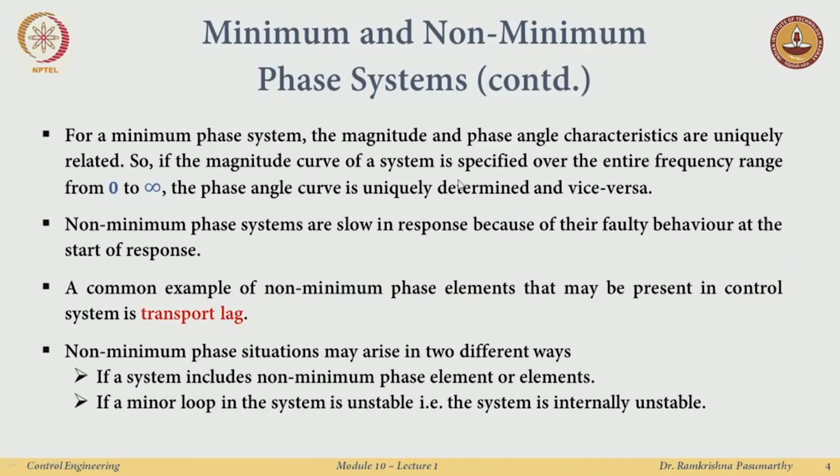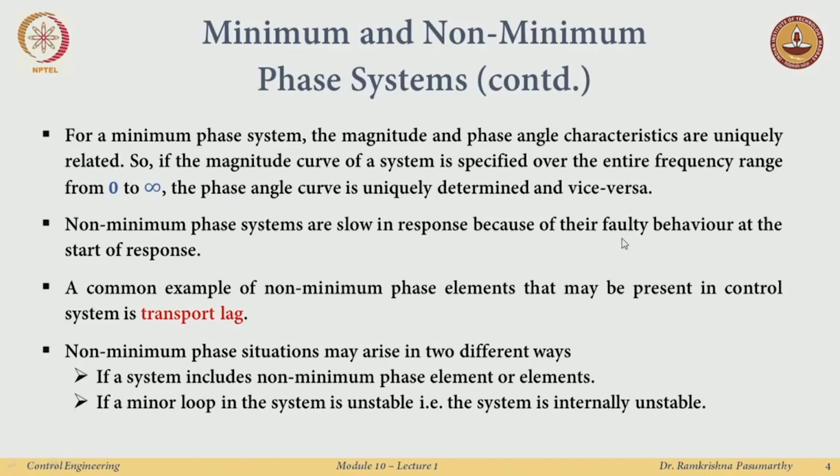If the magnitude curve is specified over the entire frequency range, then I could also find the phase angle curve. Now, non-minimum phase systems: why are they not really good for us? I'll spend an entire lecture analyzing these three bullet points which are coming up. Non-minimum phase systems are slow in response because of the faulty behavior at the start of the response.